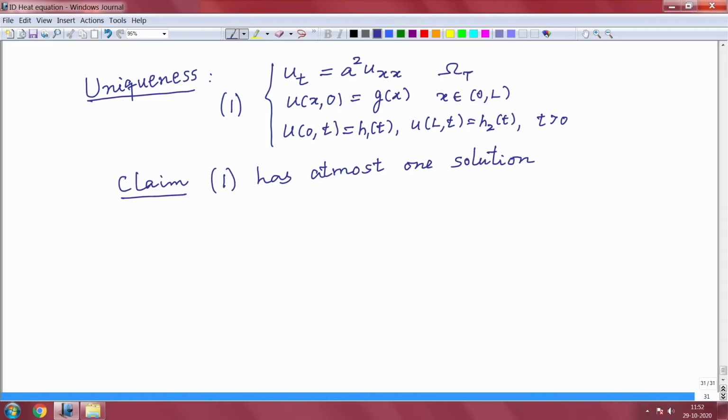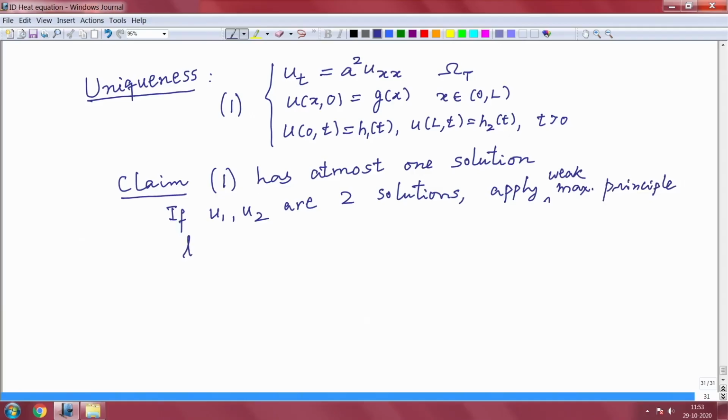So, again if there are two solutions, you take the difference. If u1 and u2 are two solutions, apply weak maximum principle to u equal to, again you take the difference, to conclude u is identically 0. That gives you uniqueness. Comparison, what is comparison?